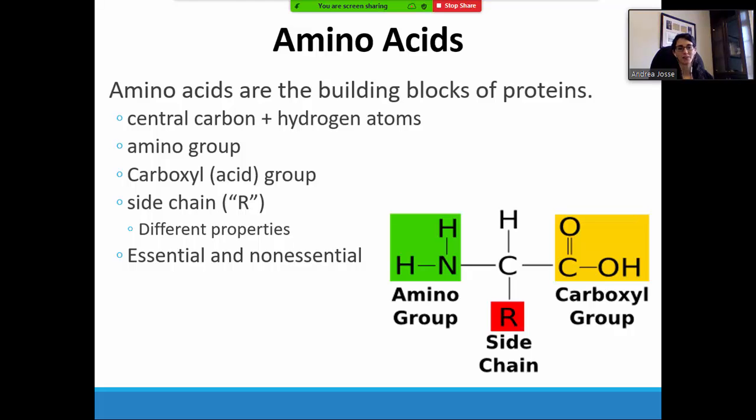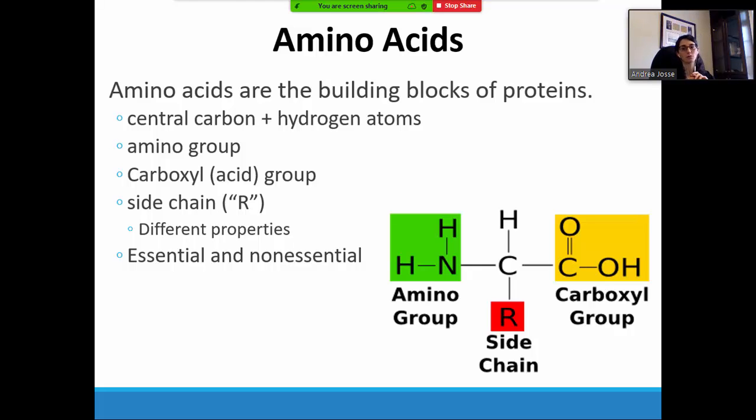And depending on the features within this side chain, this dictates the different properties of the amino acids. So these side chains could be polar, which means they interact with water and other ions. They could be nonpolar, which means they're hydrophobic and they don't like water. They could be positively charged or negatively charged. They could have rings on them. They could be very branched. In any case, these side chains are what dictates the function of the protein.